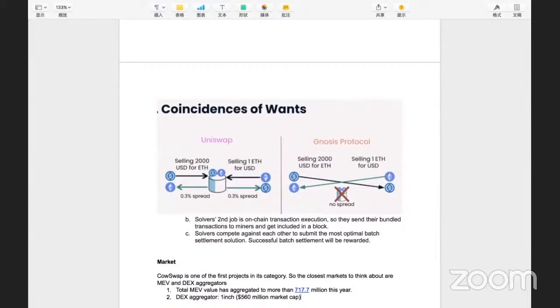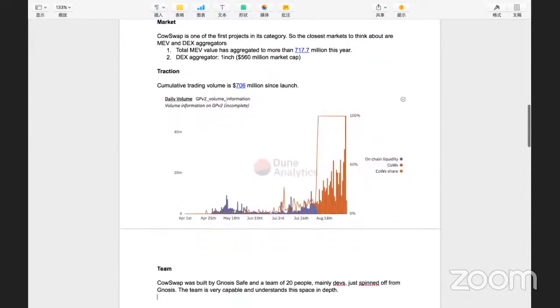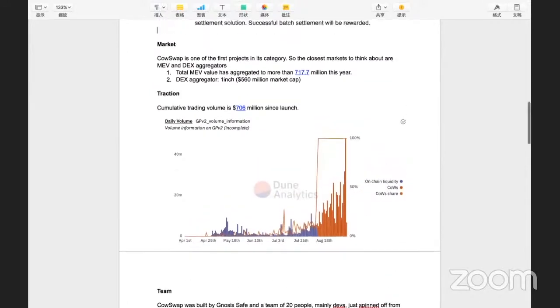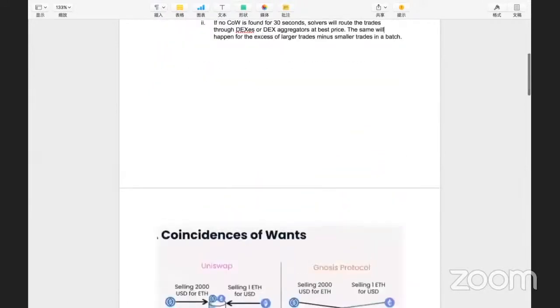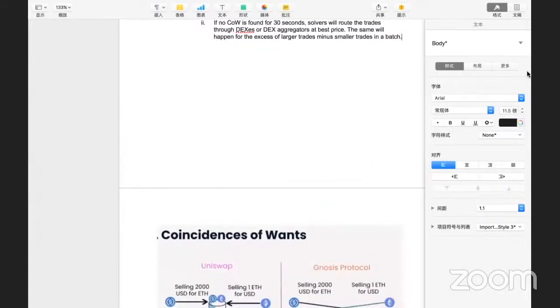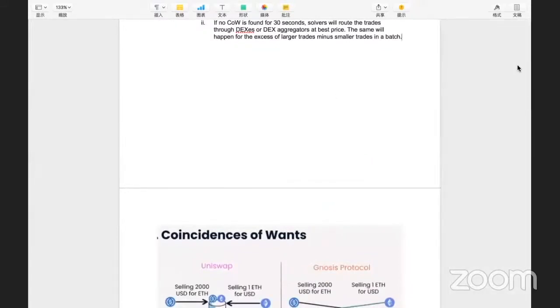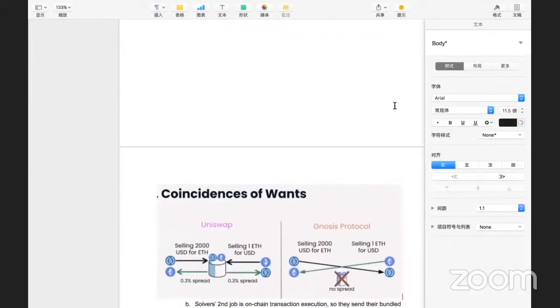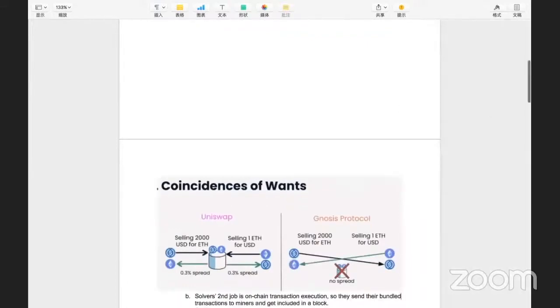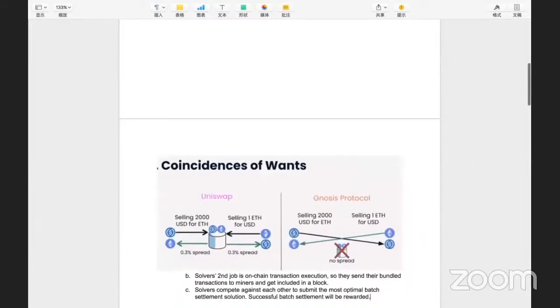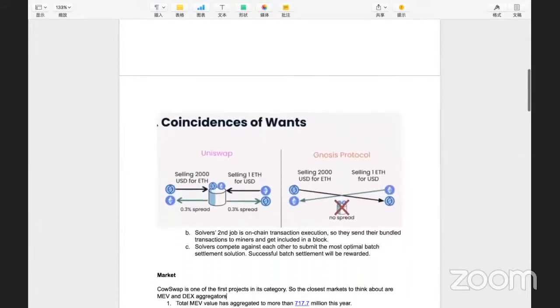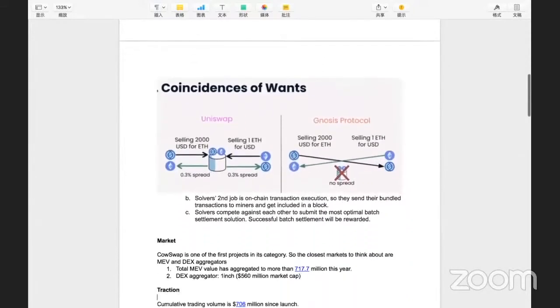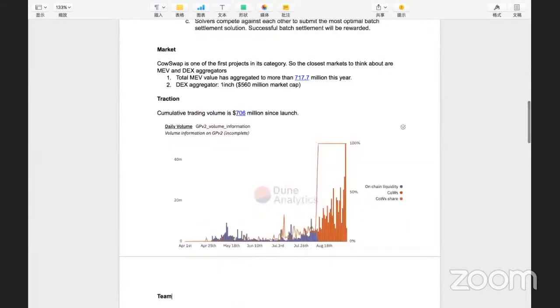Charlene, we can go a little bit down. And the traction: since launch, CowSwap has had more than 700 million in trading volume. It's not great yet compared to what 1inch has, but the project only launched a few months ago and is still at a very early stage.